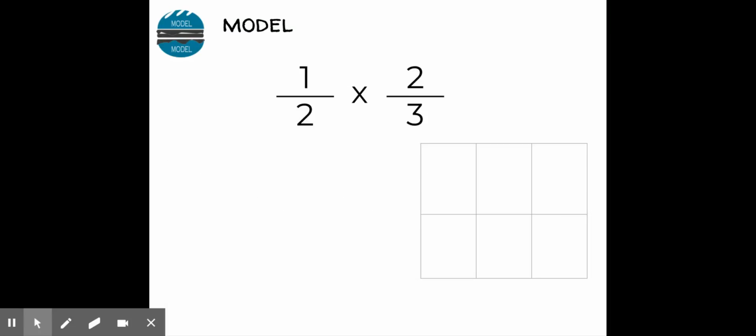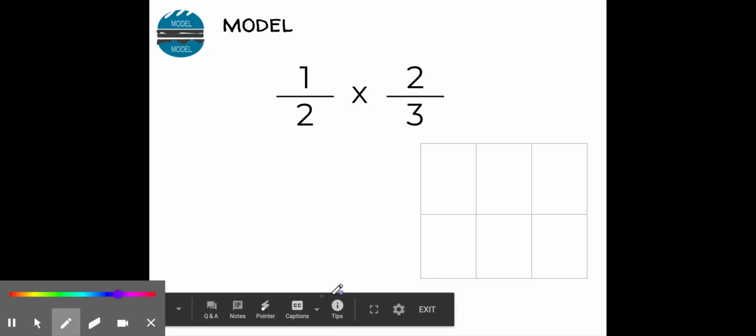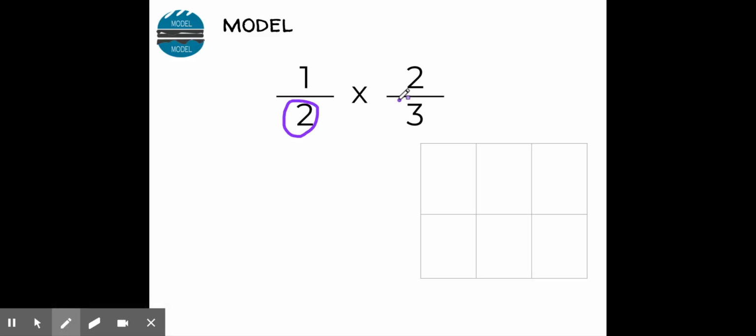So let me show you a few examples, and then you will try some together. So I have 1/2 and 2/3. I've already created a model here based on the 2 denominators.